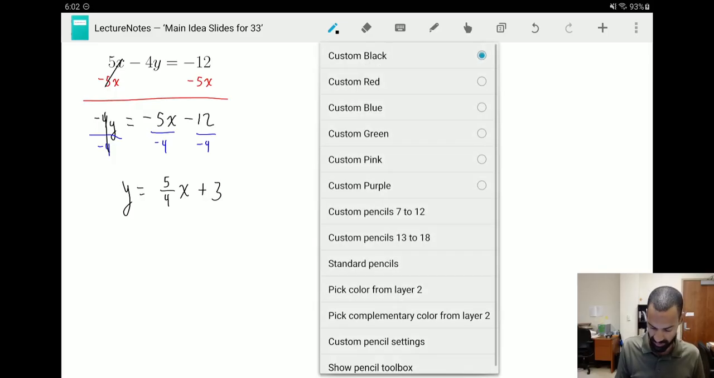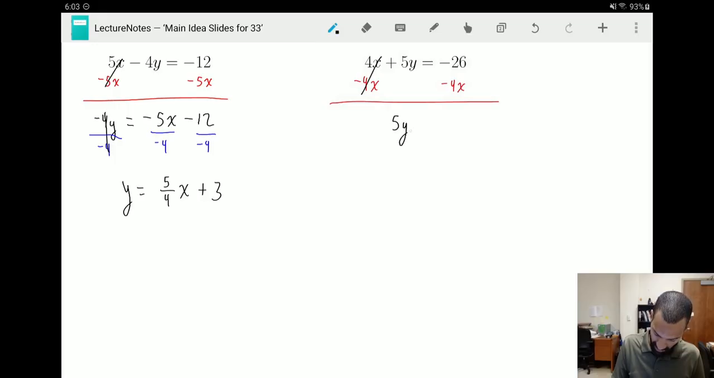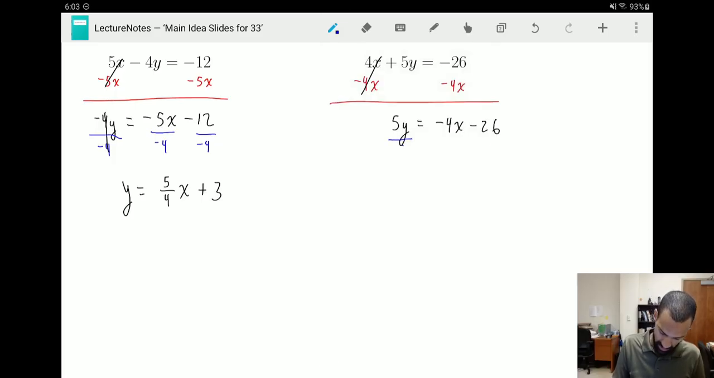Okay, let's rearrange 4x plus 5y equals negative 26. Let's subtract 4x from both sides. Those will cancel. 5y equals negative 4x minus 26. Divide by 5, all three terms divided by 5. Y equals negative 4 over 5x minus 26 over 5.